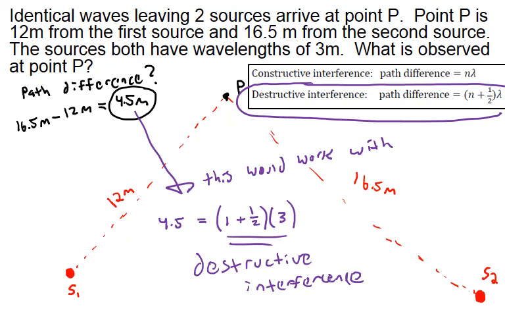And we know the wavelength is 3, so we can place that in there. This would give us destructive interference, because if the wavelength is 3 and we end up getting 4.5, the only way that this is going to work is if we use the equation where the path difference is an integer plus 1/2. So this is going to be destructive interference at that spot.